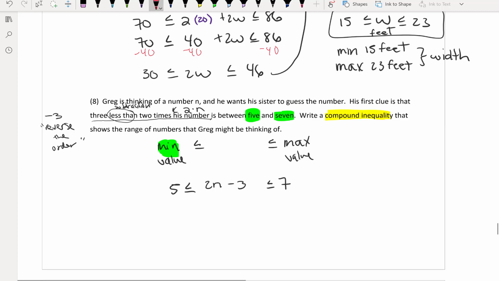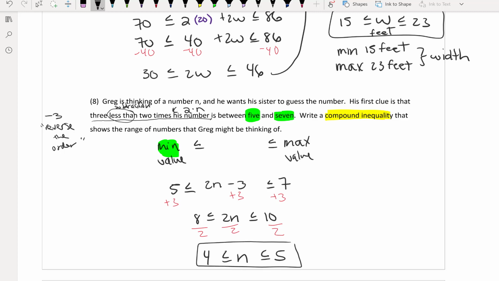So now from here, to get n by itself, I'm going to add 3 to all sides. So that I have 8 less than or equal to 2n less than or equal to 10. So then from here, divide by 2 on each side. So 8 divided by 2 is 4, less than or equal to n, which is going to be less than or equal to 5. So he might be thinking about the numbers either 4 or 5. Okay. And that is the end of this section.